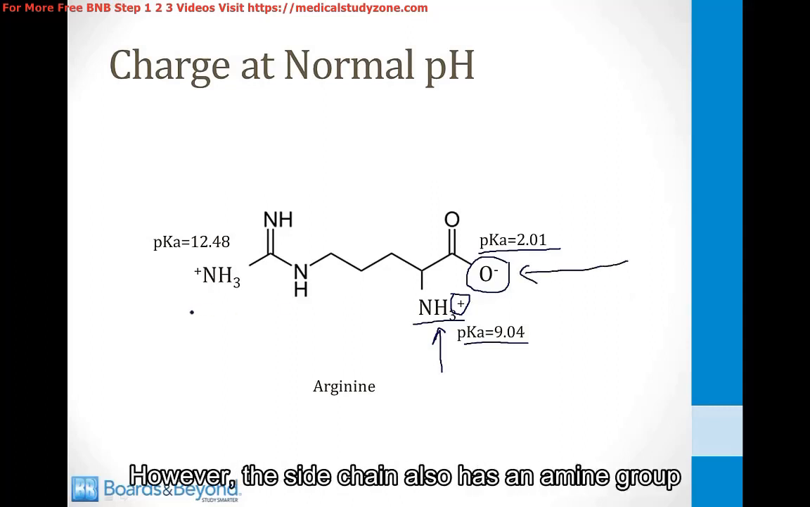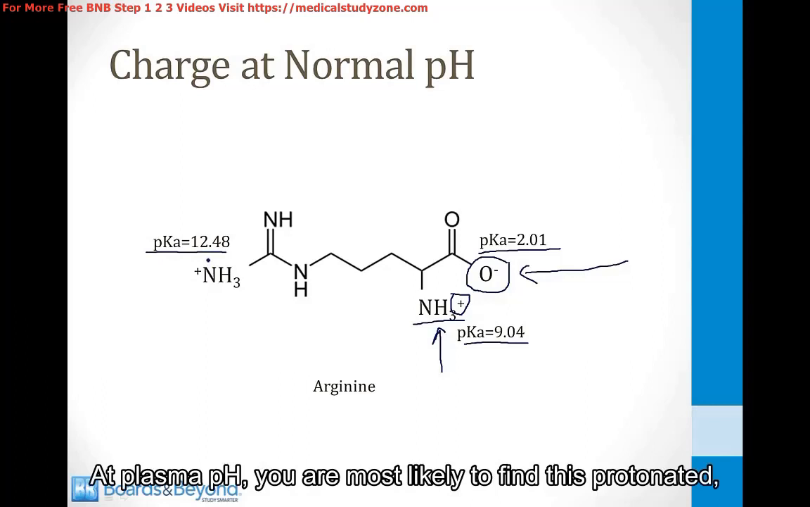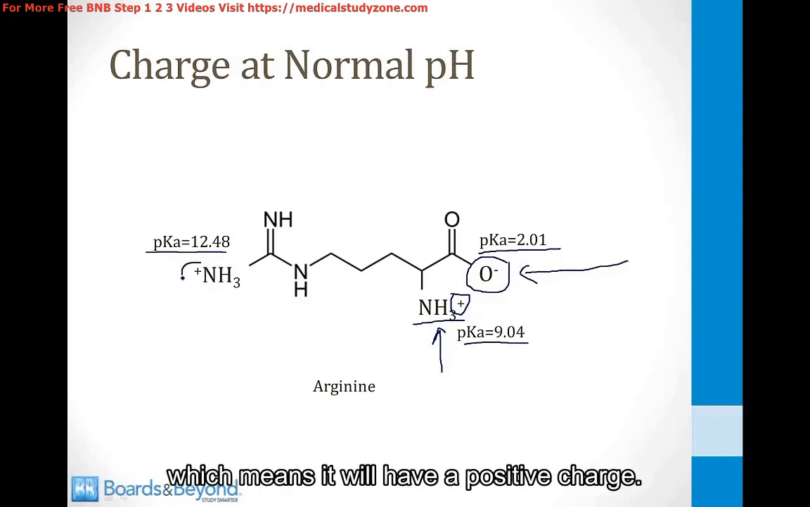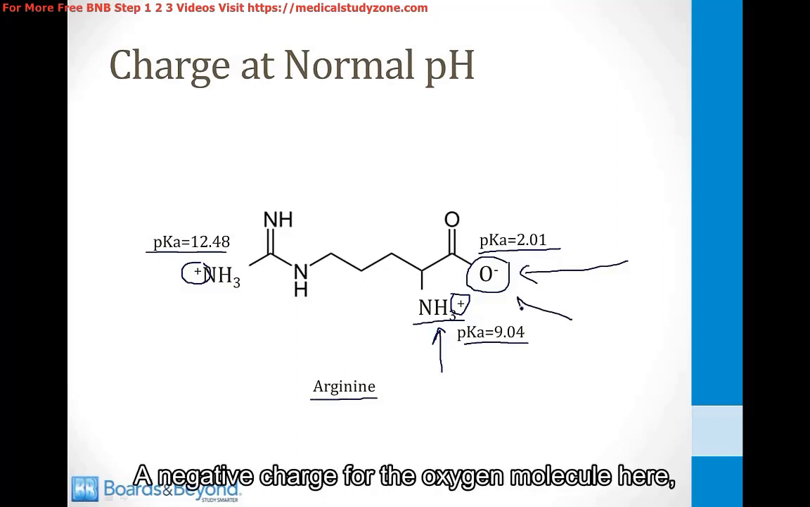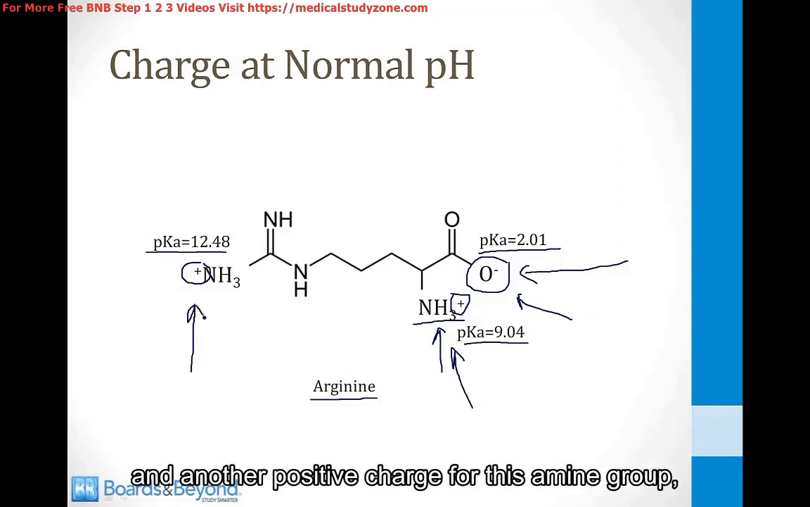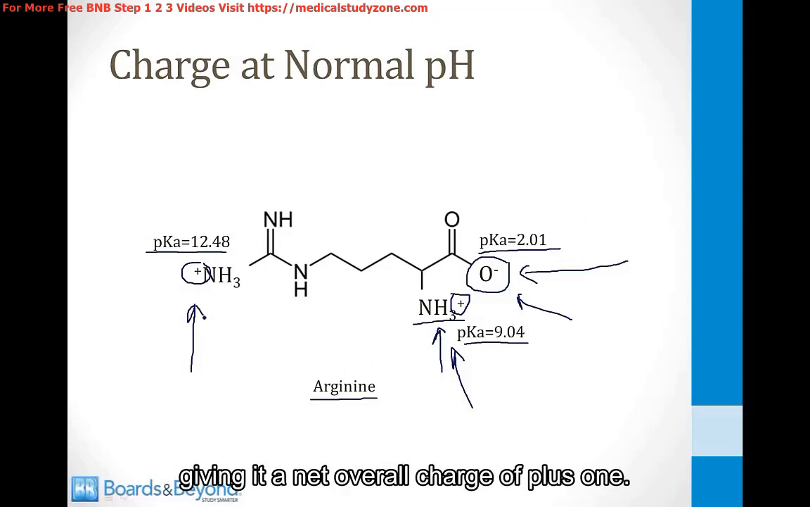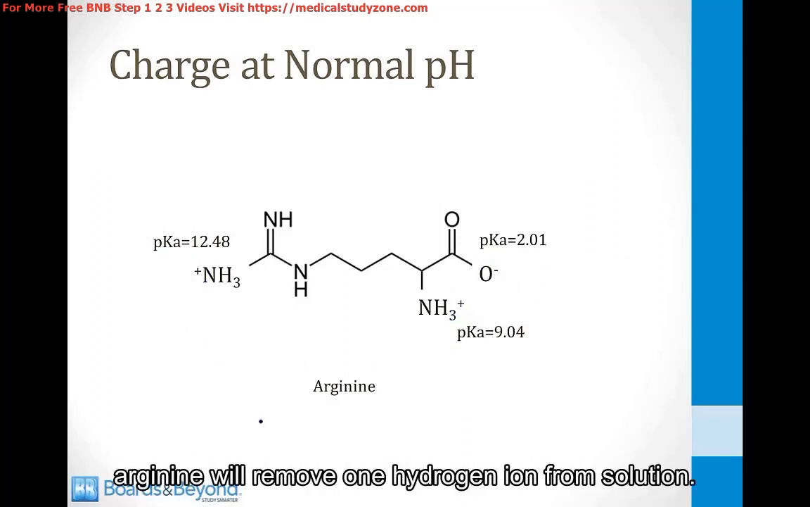However, the side chain also has an amine group with a very high pKa of 12.48. At plasma pH, you are most likely to find this protonated, which means it will have a positive charge. This means that arginine at plasma pH has a net charge of +1: a negative charge for the oxygen here, but a positive charge for this amine group and another positive charge for this amine group, giving it a net overall charge of +1. This also means that at plasma pH, arginine will remove one hydrogen ion from solution.